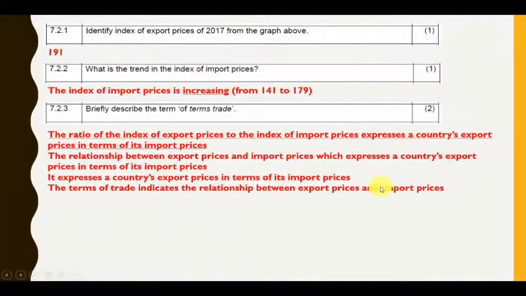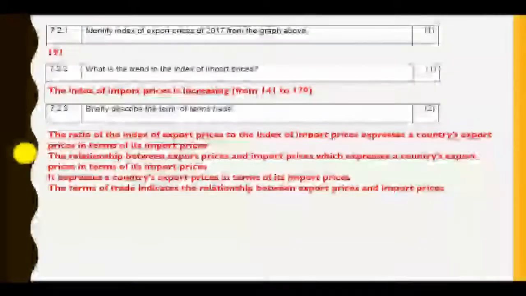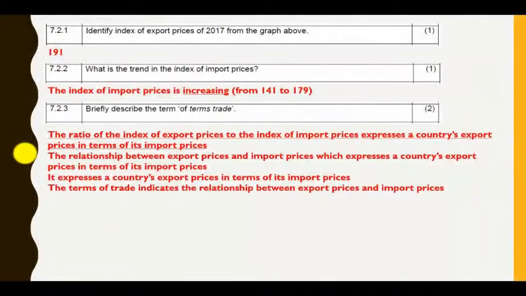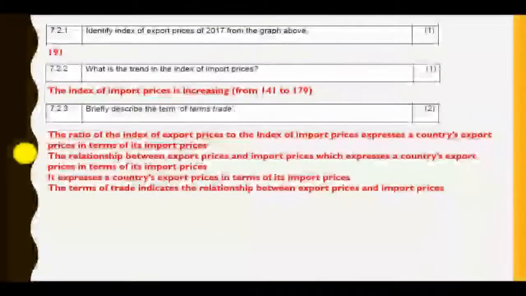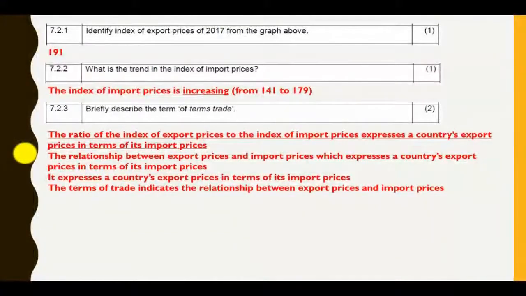So in your answer, grade 12s, as long as you tell me that you understand terms of trade refers to the relationship between import and export prices of a country, and it expresses a country's export prices in terms of its import prices, that's what I'm looking for. And as I say, you can refer back to your multiple choice questions. Your match the columns question was asked over there.